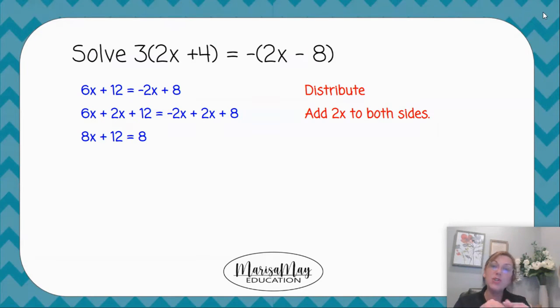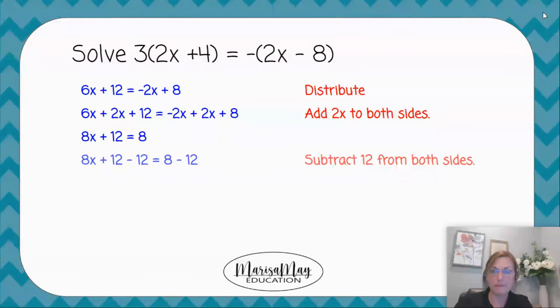So let's undo the adding 12. And the way we undo that is to do the opposite of adding 12. The opposite of adding 12 is to subtract 12. So we're going to do that from both sides of the equation here. When we subtract 12 from the left side, we are left with just 8x. When we subtract 12 from the right side, we're left with -4.